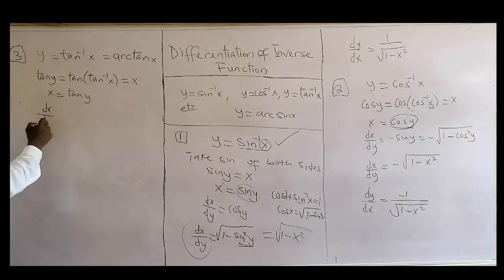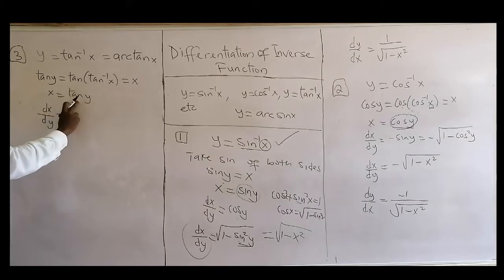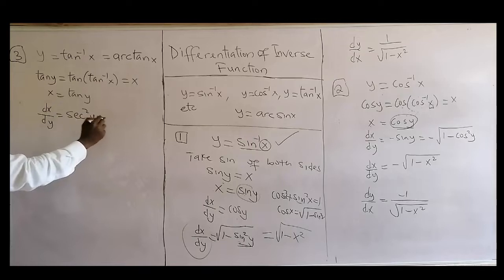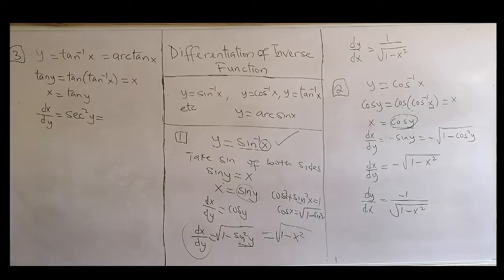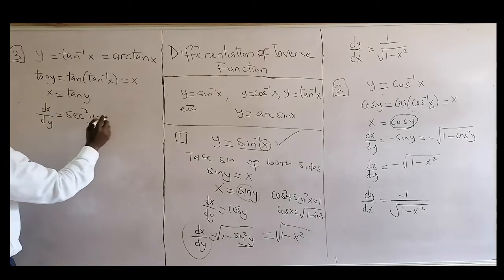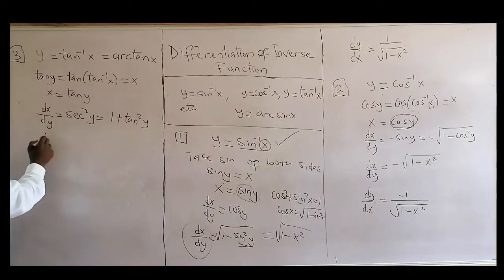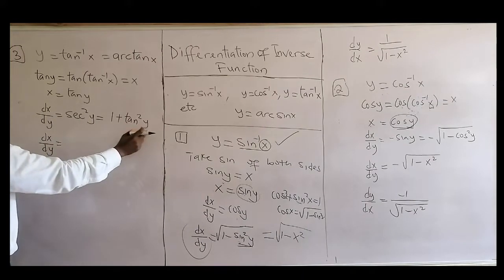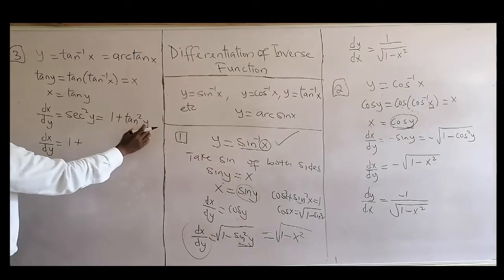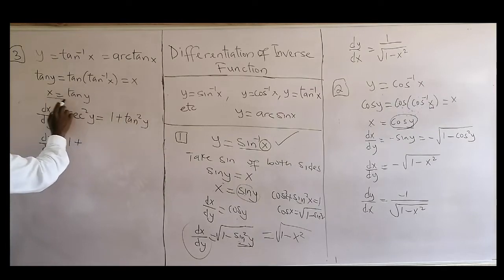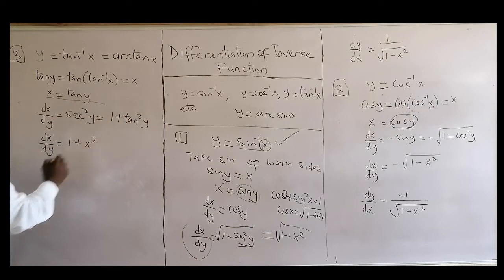So we have dx/dy. If you differentiate tangent, you have sec squared y. Okay? And don't forget that sec squared y is equal to 1 plus tan squared y. So dx/dy, I'm going to make substitutions here. That's 1 plus tan squared y, and tan y is x from here, so that'll be x squared.